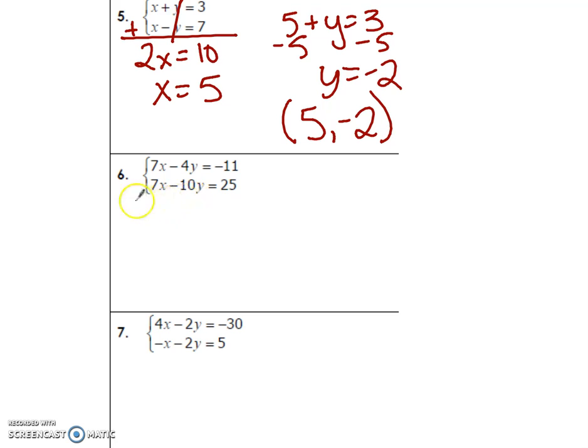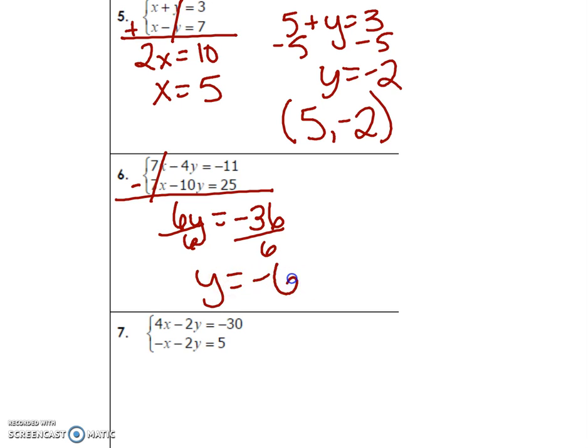All right, let's do another one together. Let's do number 6 here. Okay, notice our variables are the same for x's and the coefficient is the same. So we're going to subtract those. So 7x minus 7x will cancel. Then we get negative 4y. This is a little tricky. Negative 4y minus a negative 10y. So that's kind of like adding, which gives us 6y equals. Now we have negative 11 minus 25. So we get negative 36. Divide by 6 on both sides. So we get y equals negative 6.